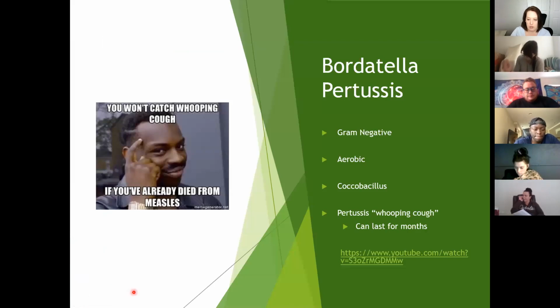Then we have Bordetella pertussis. So this is the last pathogen we're going to talk about that's part of the Tdap. It's gram-negative. It's aerobic, so it prefers oxygen. And this is why it causes what we call whooping cough. And whooping cough sounds like a barky seal-like cough.